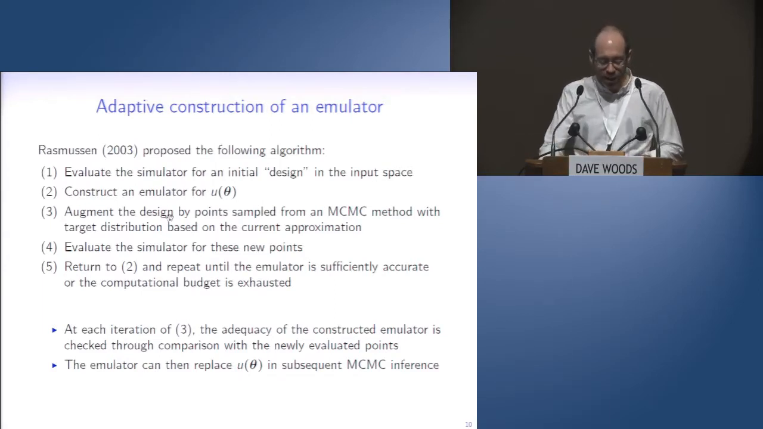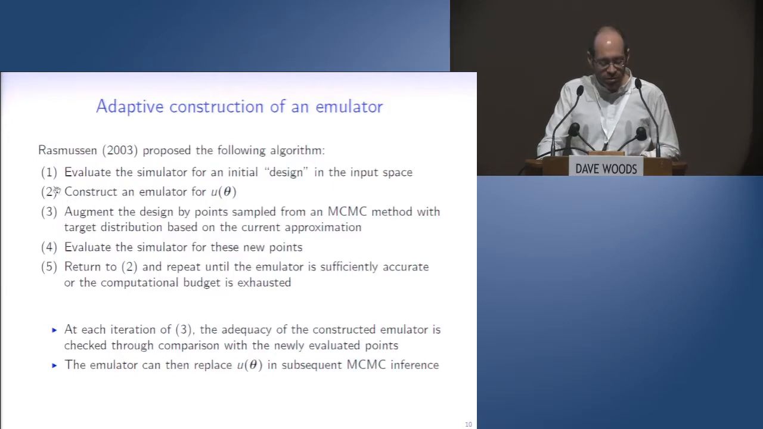So the really important point here is that at step 3, when we've got an existing emulator and some new points, some new evaluations of the simulator, we can check the adequacy of our emulator there by using these newly sampled points. And that's really important to make sure our emulator is actually sufficiently accurate to work on our inference problem. And then when we get to step 5, we can use our emulator in our subsequent MCMC inference.